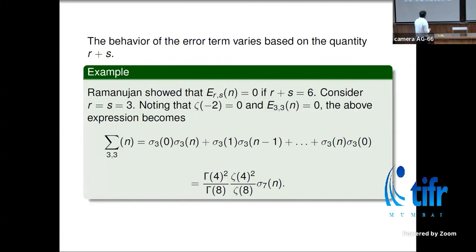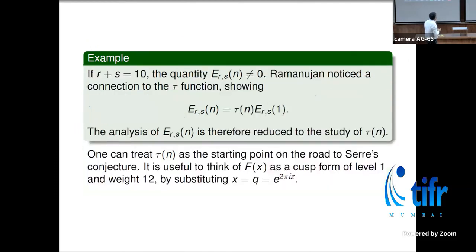Okay, so now, for example, for certain values of r, what matters mainly is r plus s. So when r plus s, for example, is 6, then this error term is 0, and then you get some explicit evaluation of this convolved sum of sigma_3(n). It's related to sigma_7(n), and the coefficients come from the gamma and zeta functions.